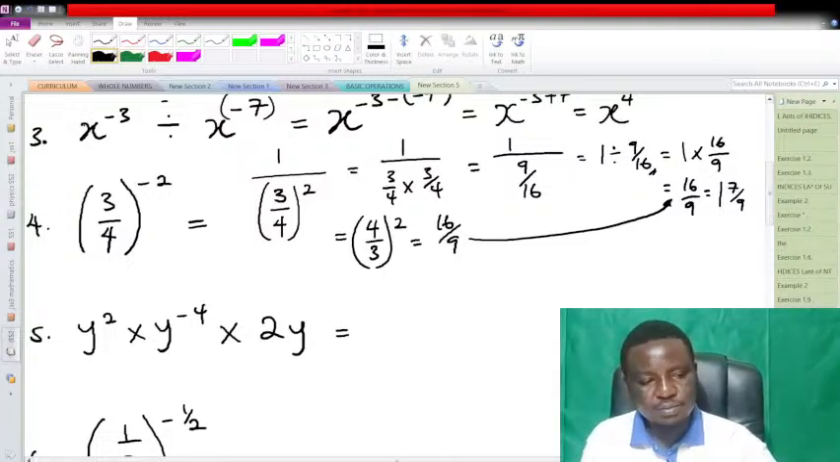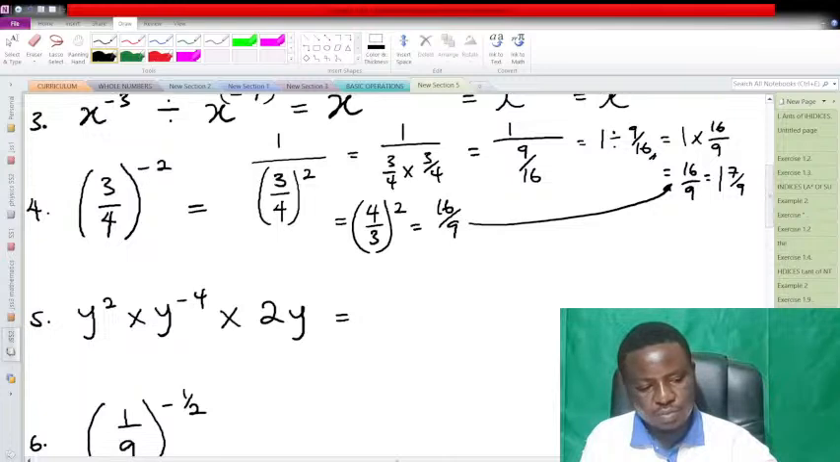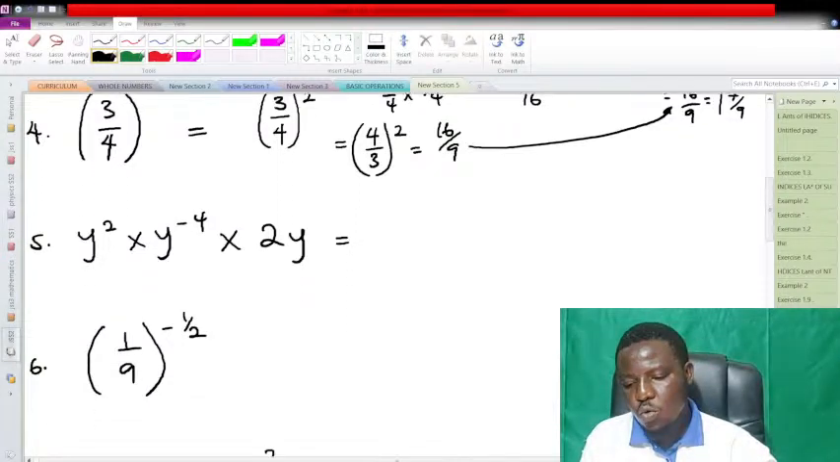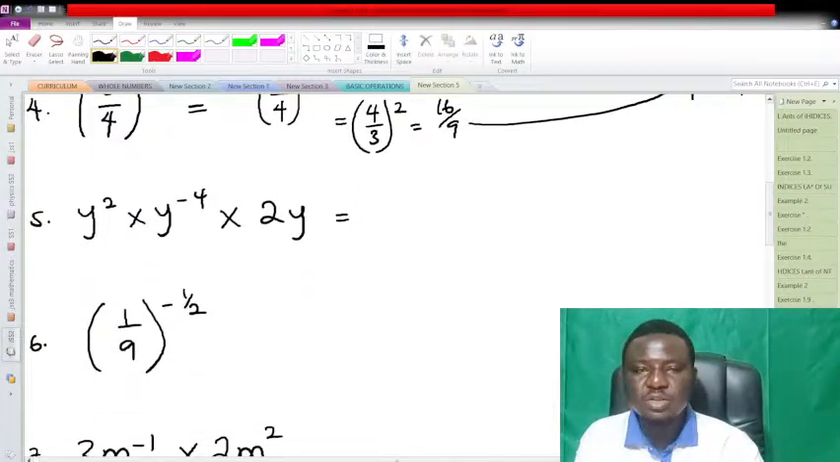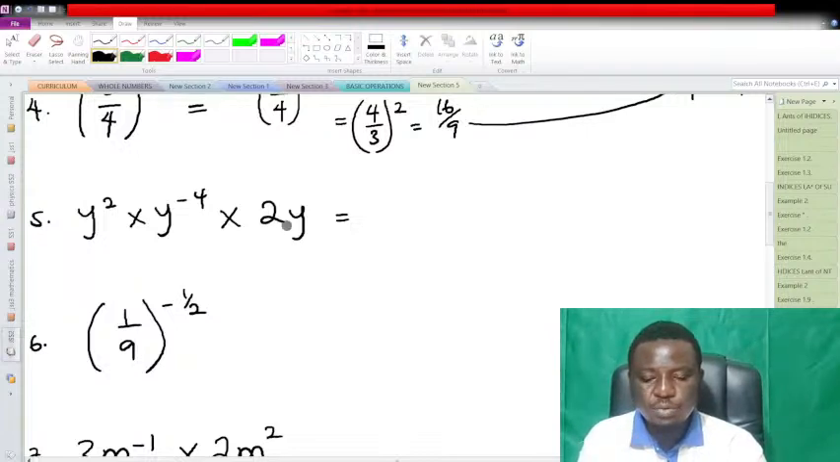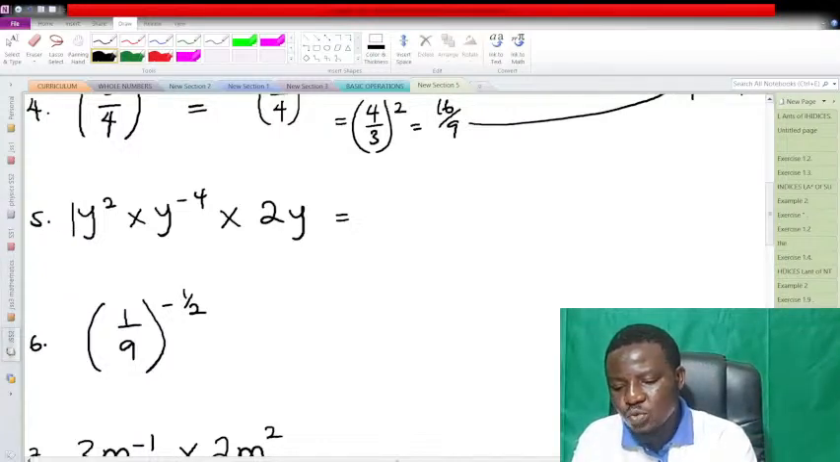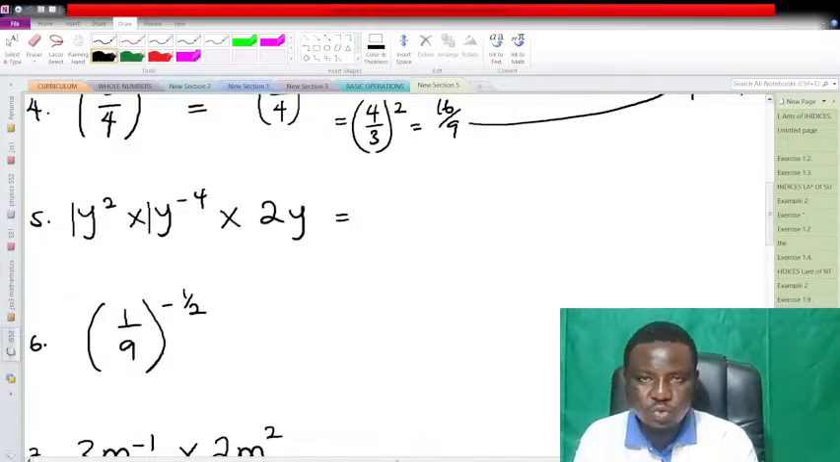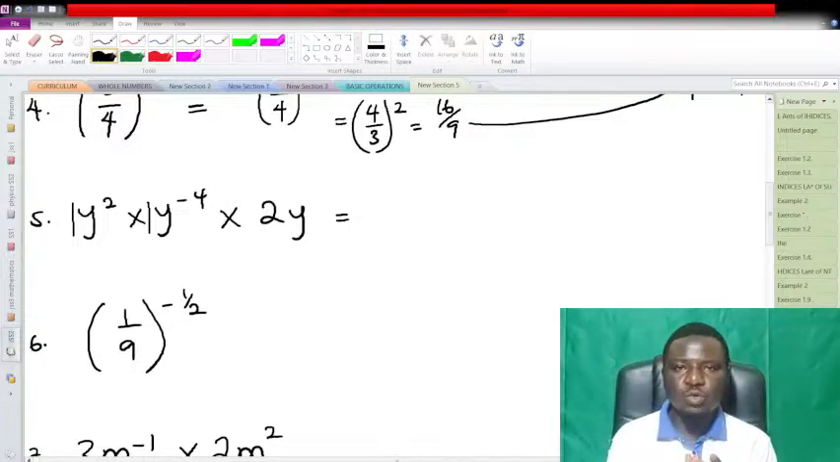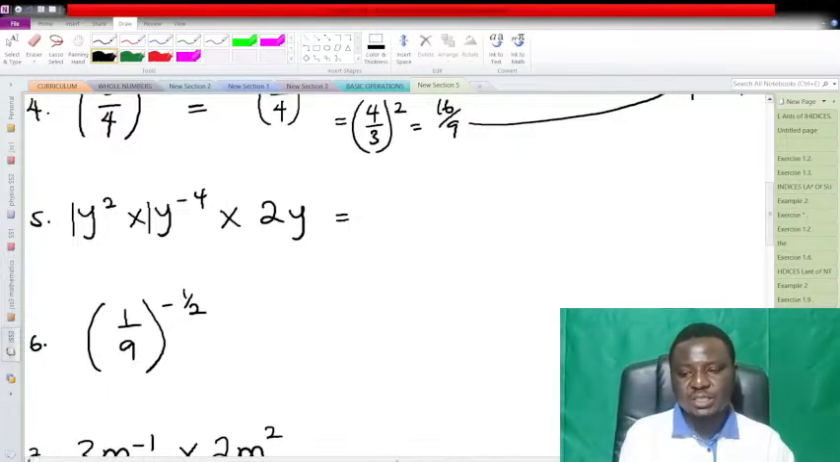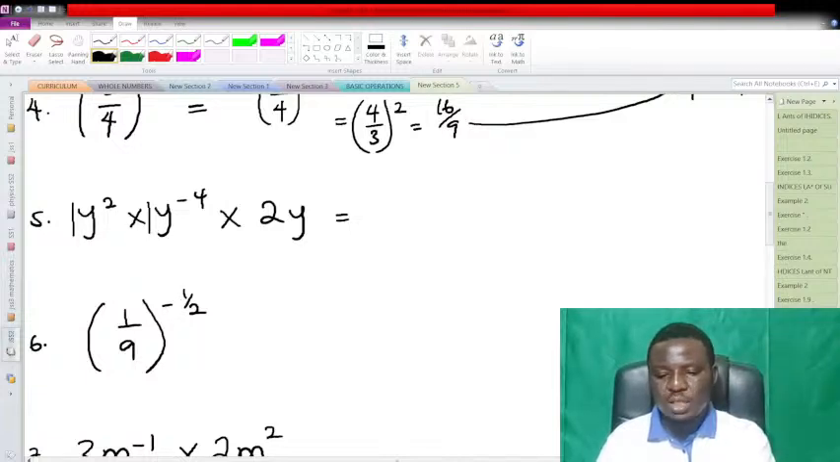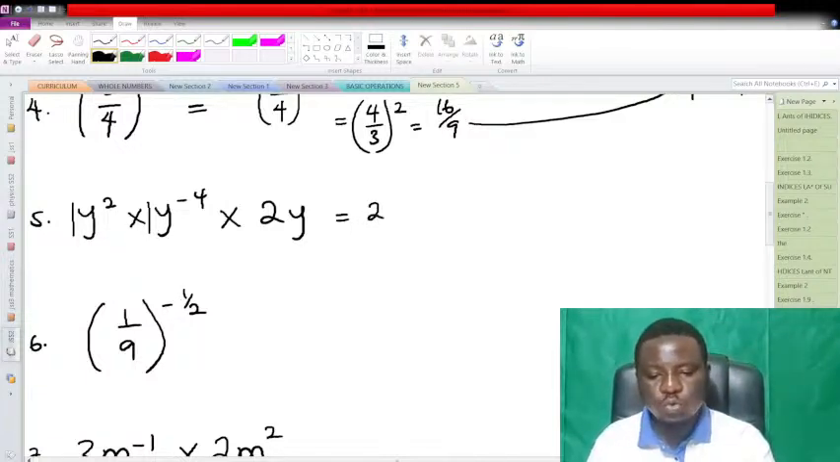Question number 5. This is said to be y squared times y raised to the power of minus 4 times 2y. Now, what you will do is that the coefficient of y in this case is 1, this is 1, and this is 2. So I will first and foremost multiply out the coefficients. That is to say, 1 times 1 times 2 is equal to 2.